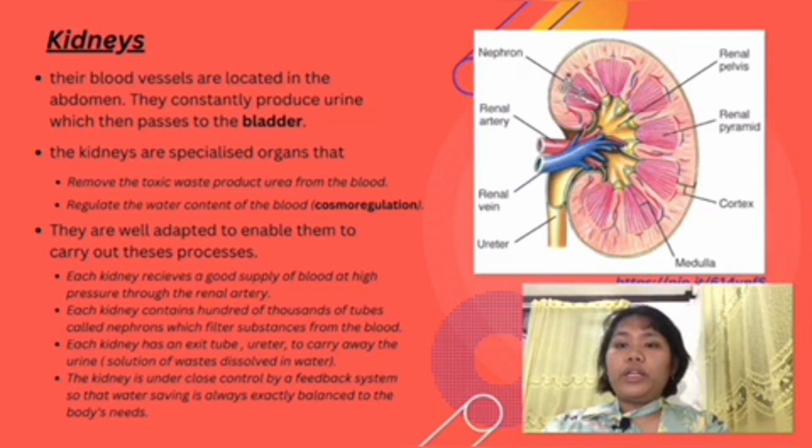The kidneys are well adapted to enable them to carry out the following processes. First, each kidney receives a good supply of blood at high pressure through the renal artery. Each kidney contains hundreds of thousands of tubes called nephrons, which filter substances from the blood. Each kidney has an exit tube, the ureter, to carry away the urine. Lastly, the kidney is under close control by a feedback system so that the water saving is always exactly balanced to the body's need.